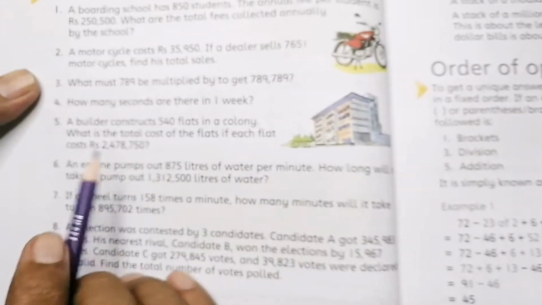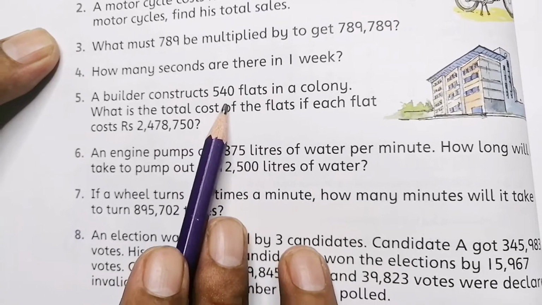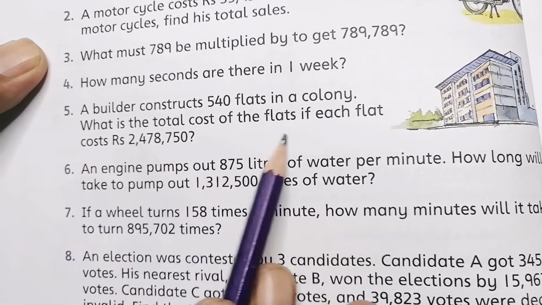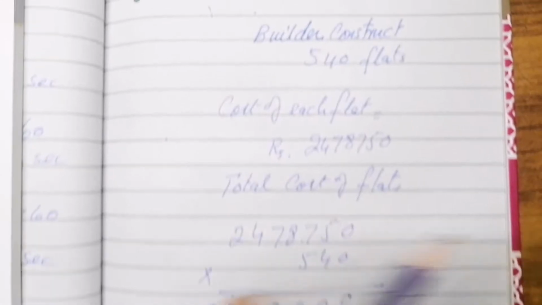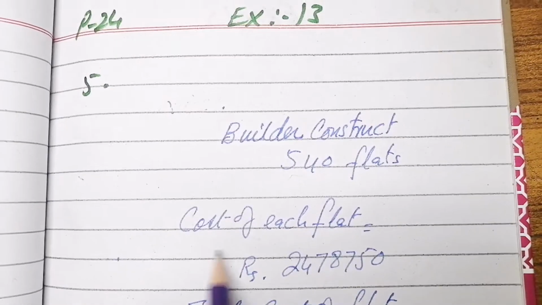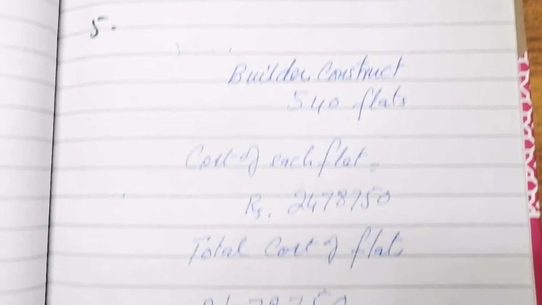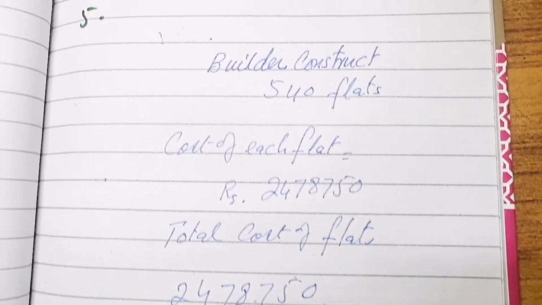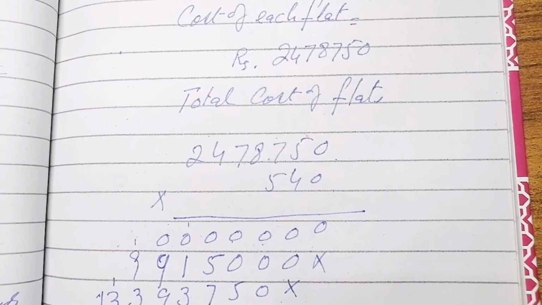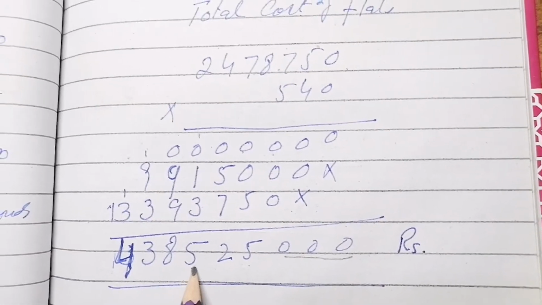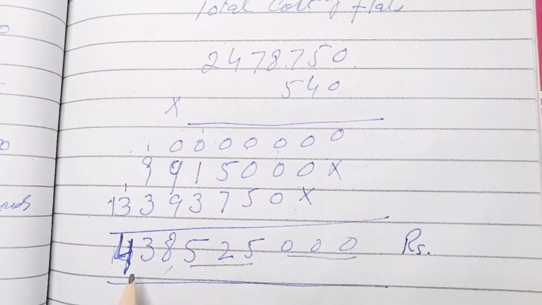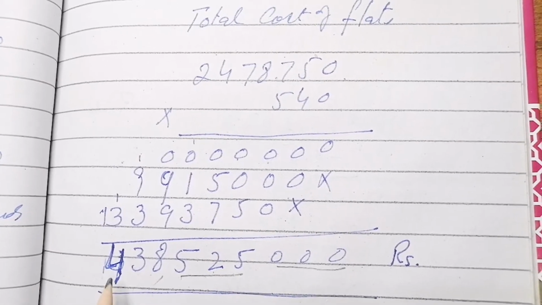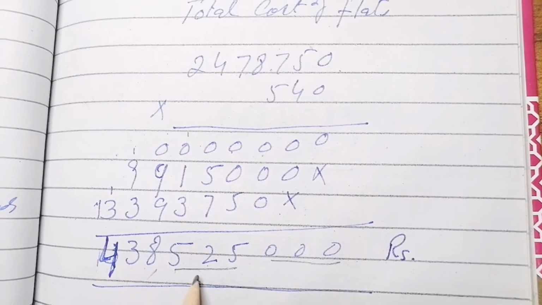Then question number 5, a builder constructs 540 flats in a colony. What is the total cost of the flats if the cost of one flat is this? So we have to find out the cost of 540 flats. Cost of one flat is this, and the total cost of the flats built by the builder, simply multiply and you will get it. So this is units, tens, hundreds, thousands, ten thousands, hundred thousands, again million, 10 million and 100 million. So 438 million.